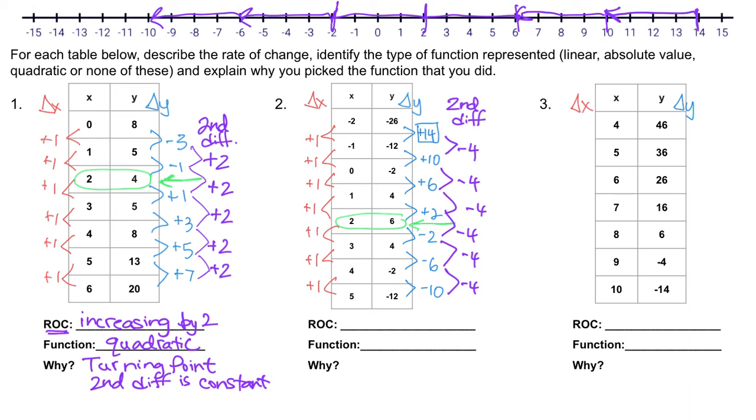So it also tells us that our rate of change is decreasing by 4. It's not decreasing by -4, it's decreasing by 4. The decreasing is the negative part. And because we have a turning point and the second difference is constant, that tells us that this is a quadratic function for those reasons I just said. Because there is a turning point, or you could say it has a vertex, and the second difference is constant.